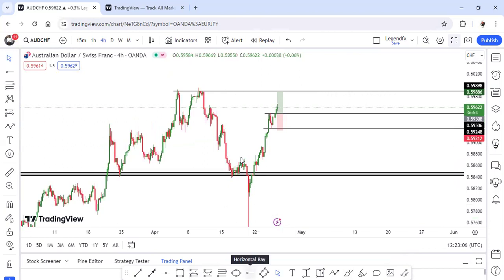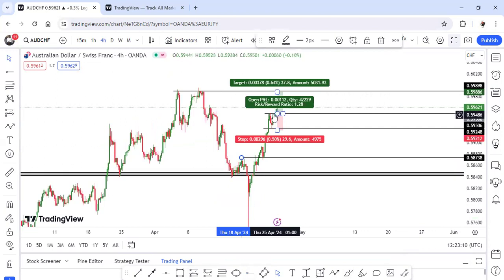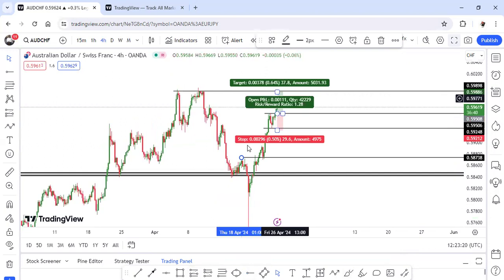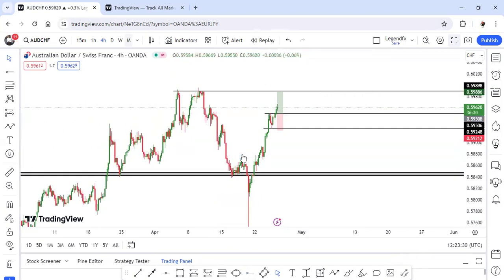When this particular zone was taken out, this is where I took my first entry. Yesterday, when I wanted to sleep, I closed all my trades here. And this morning, when I woke up, I saw that there's still a need for the market to come and test this particular zone. I entered again to ride the trend to this particular zone here.